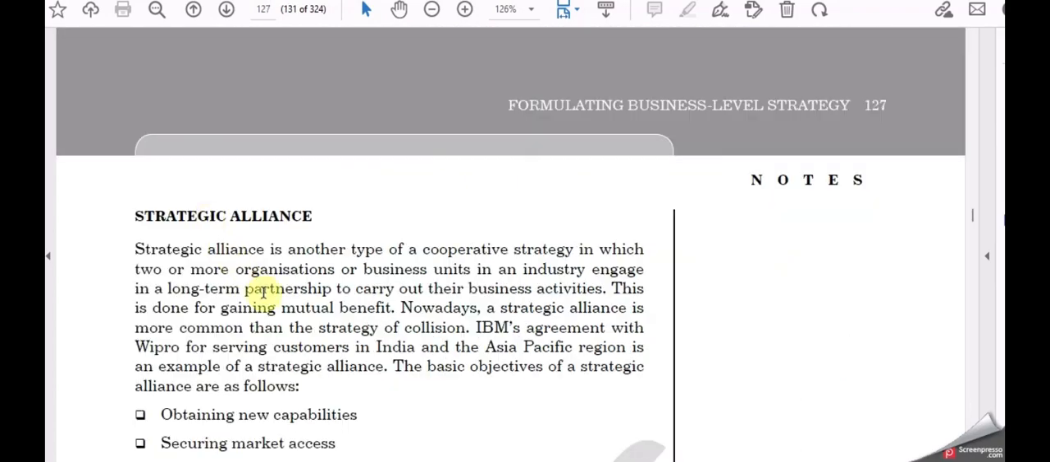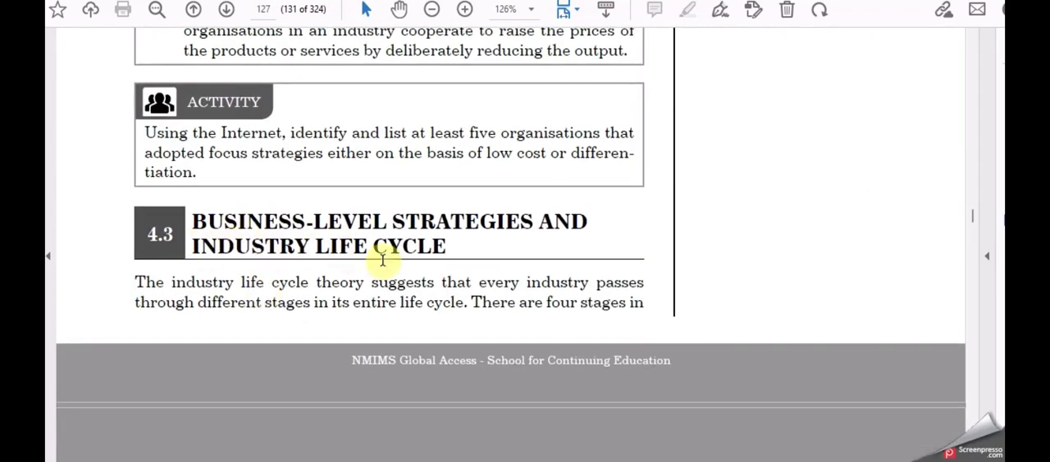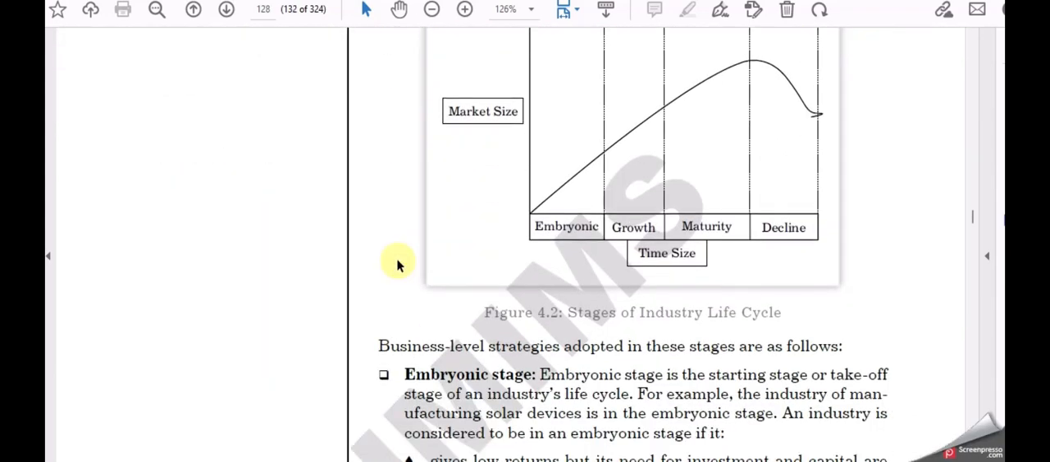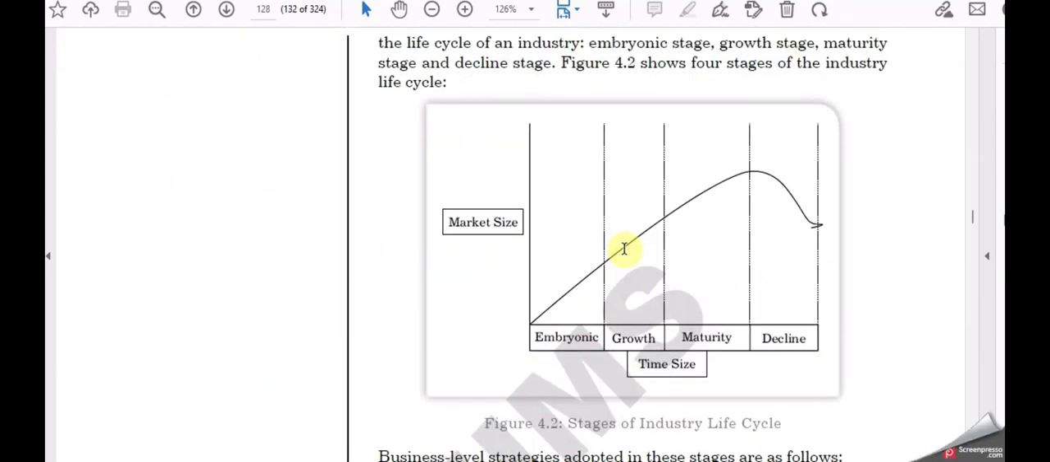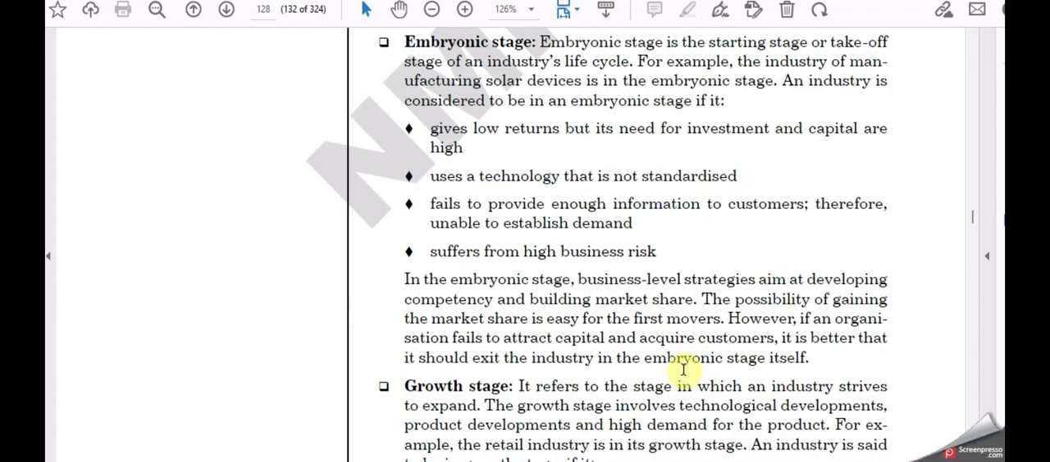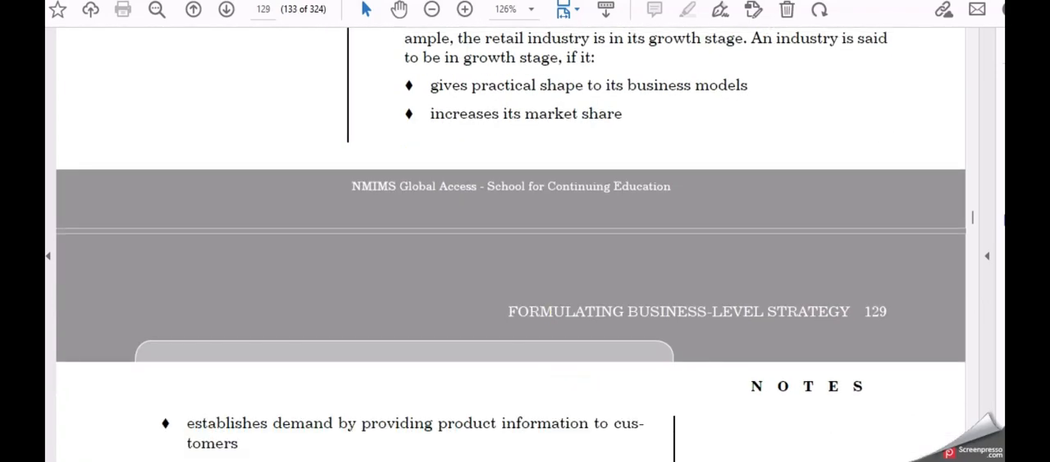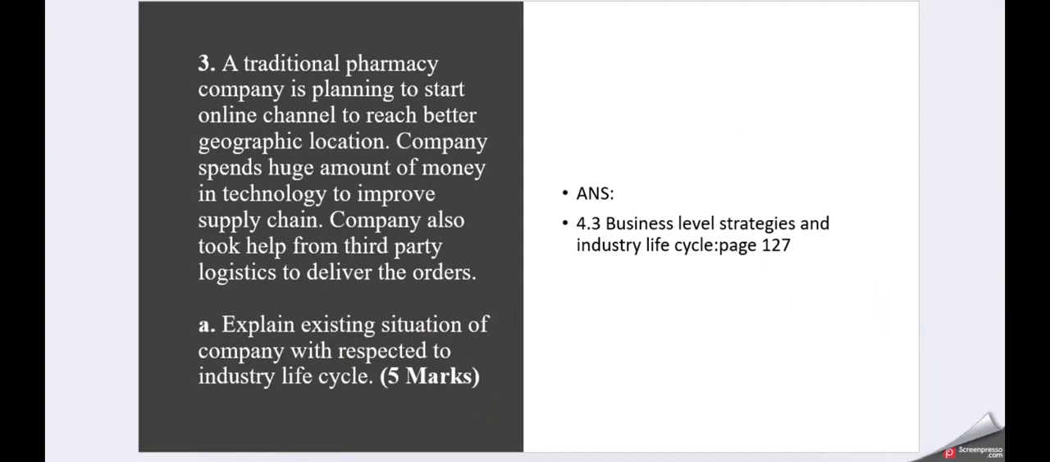Let's see, 127. Yeah, here comes business level strategies and industry life cycle. So industry life cycle, what you can do is you can look for again your creativity to do this one, and please do not just screenshot this and paste it. Try to create your own. Once you have done it, just keep it down a reference as NMIMS book, and you can write the explanation in your own words. Okay, moving to 3B.